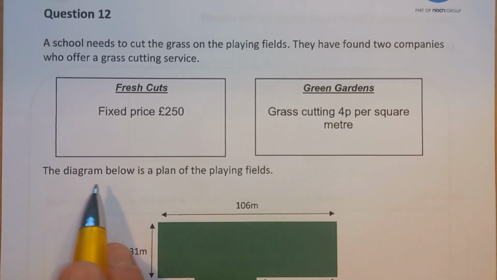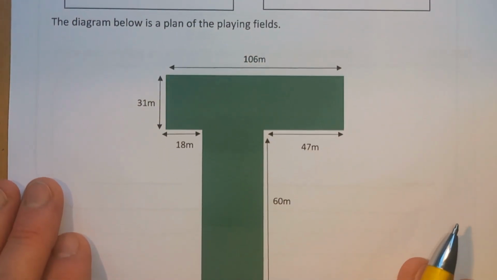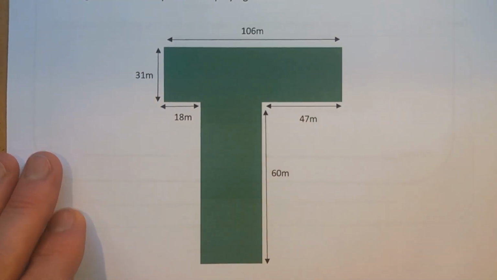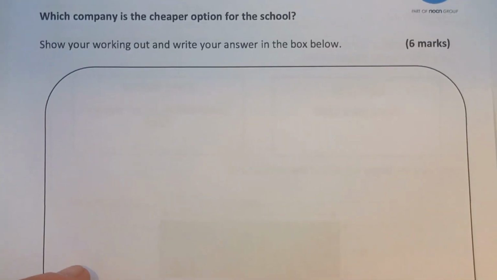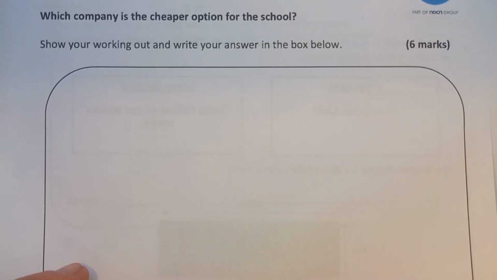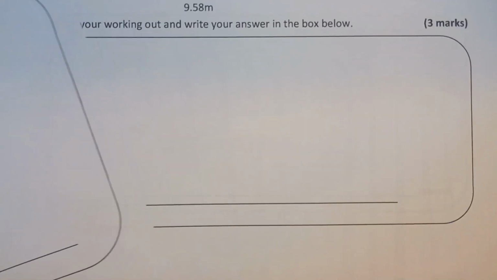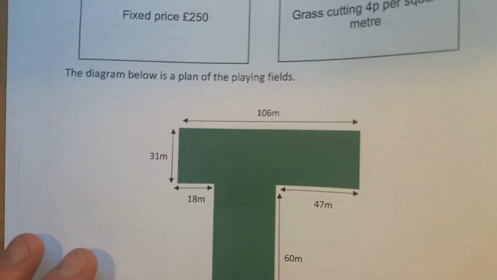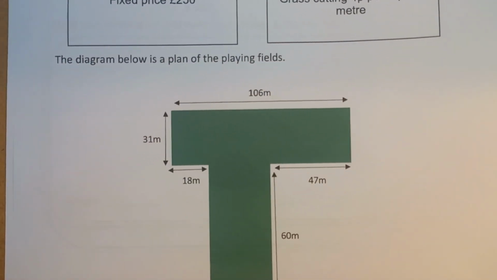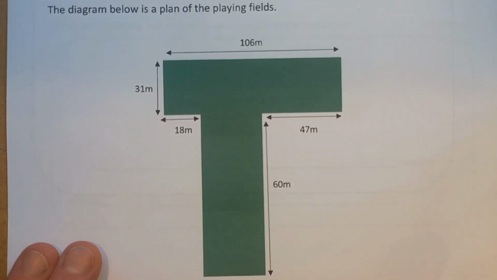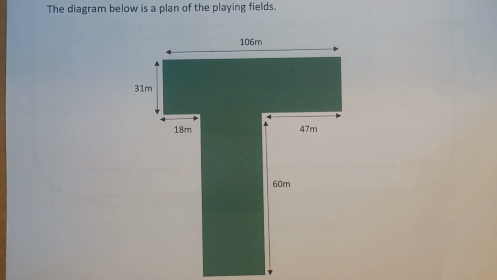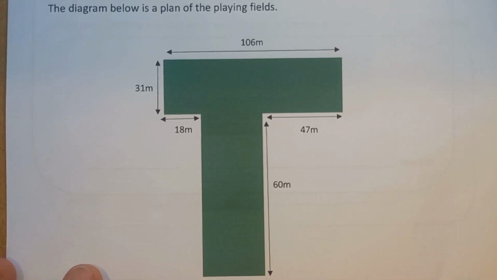We've got the diagram below, a plan of the playing fields, which shows everything measured out in metres. And if we have a look at the actual question, which company is the cheaper option for the school? And this is 6 marks. Okay, so we're going to need to work out the total area of the shape. We're then going to need to work out the cost, if it costs 4p per square metre, and then we need to compare that to the other company to see which one's the cheapest.